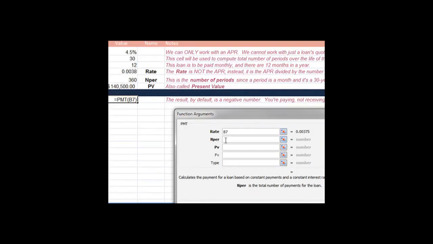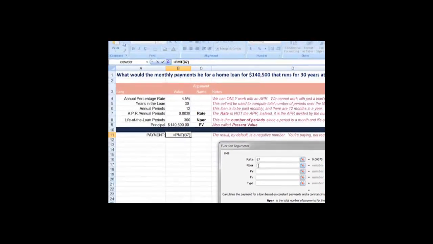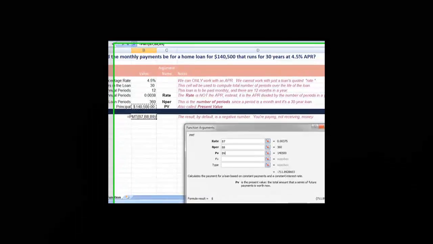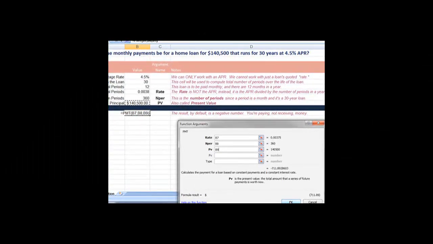Next, I'll go to the total number of periods over the life of the loan, and I have that in cell B8. The final required argument is the present value, which I have in cell B9. The other two arguments, future value and type, are optional, and we are not going to mess with them. So I'm going to click OK and watch the PMT function do its work.